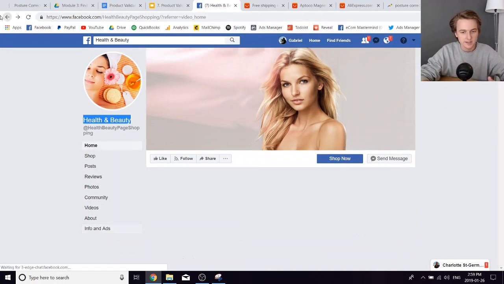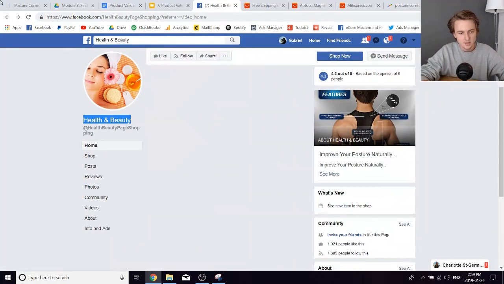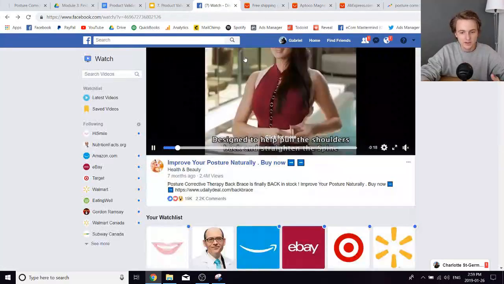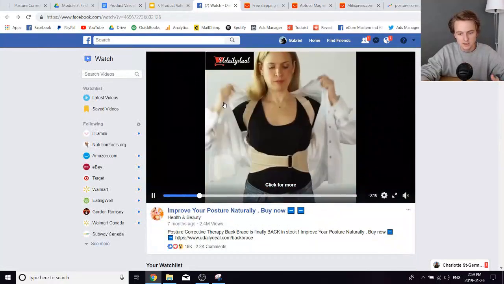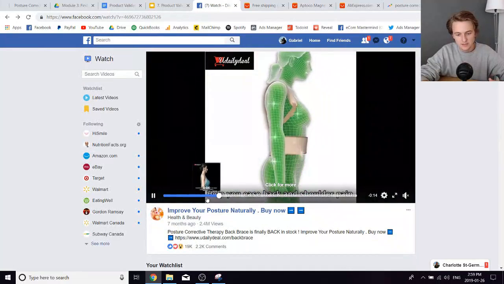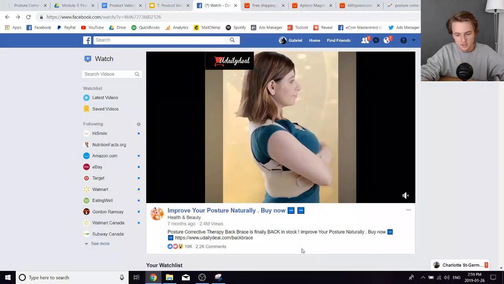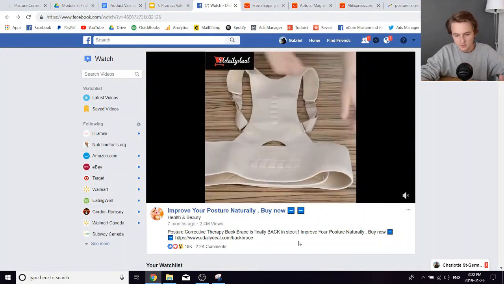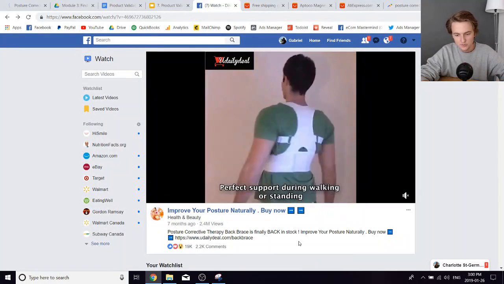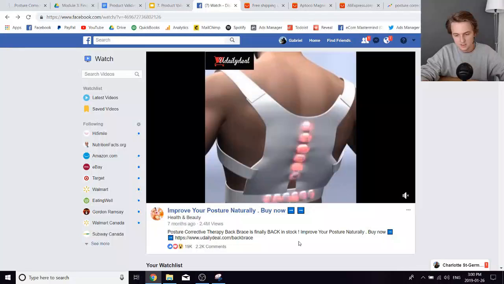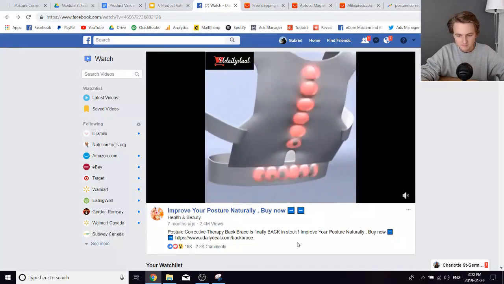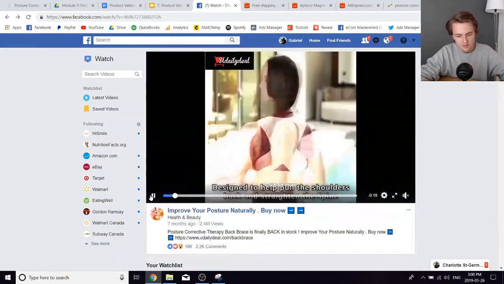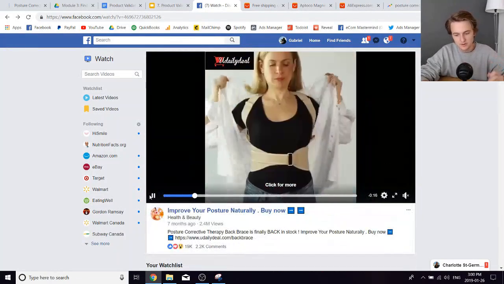and I didn't think the ad was that good. That's the other thing, right? It was a low quality ad. It had a logo right here, "You Daily Deal," which didn't look nice. The captions didn't really make sense, right? Let's see what it says. "Comfortable and light to wear underneath clothes." That's not that bad, but like "perfect support during walking or standing." It was just an average ad, is basically what I'm saying. It wasn't that great. And I thought, you know what? I could probably do a lot better than this.